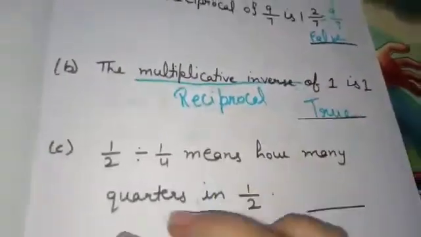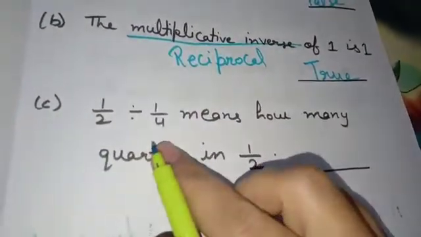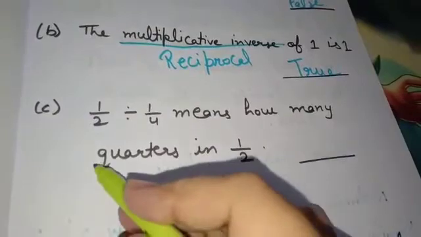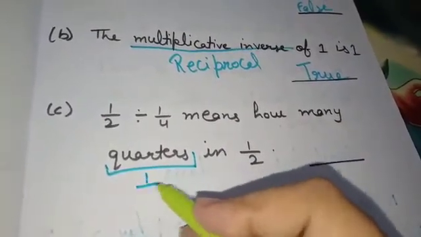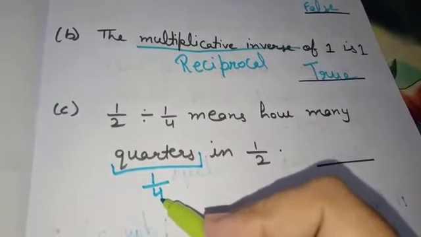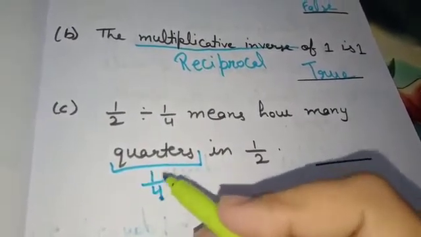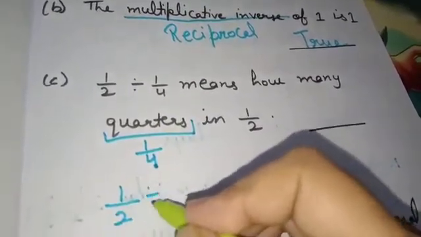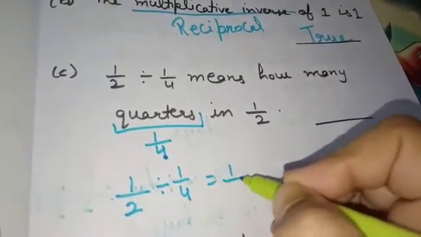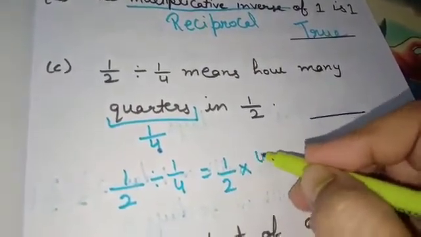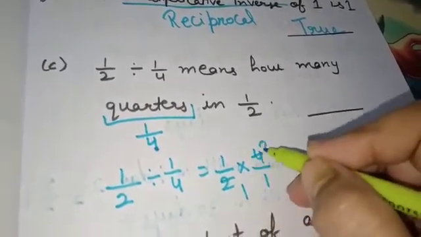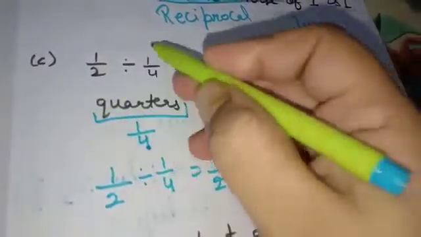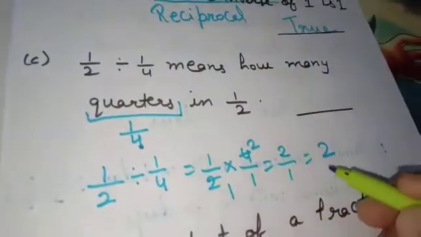Okay. Next question. 1 by 2 divides 1 by 4 means how many quarters in 1 by 2? Beta, quarters means when one thing is divided among 4 parts. As the pizza is divided among 4 parts, then each part of the pizza is called a quarter. Now the given statement of division is 1 by 2 divides 1 by 4. When I convert the division sign into multiplication and take its reciprocal, the answer will be 2. It means this statement of division is having an answer 2.